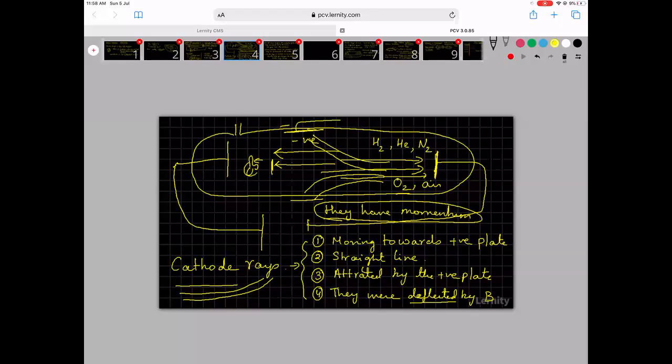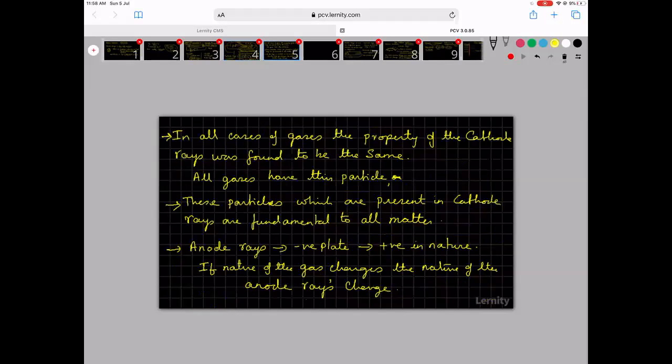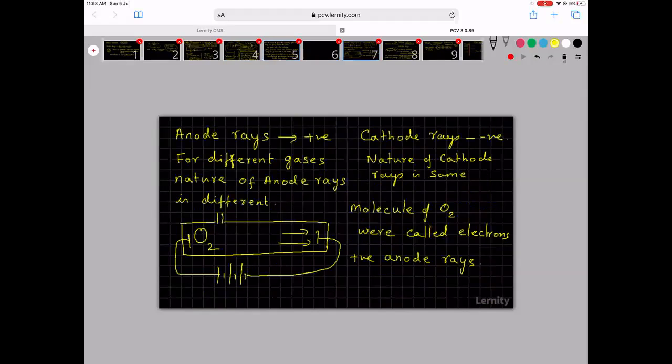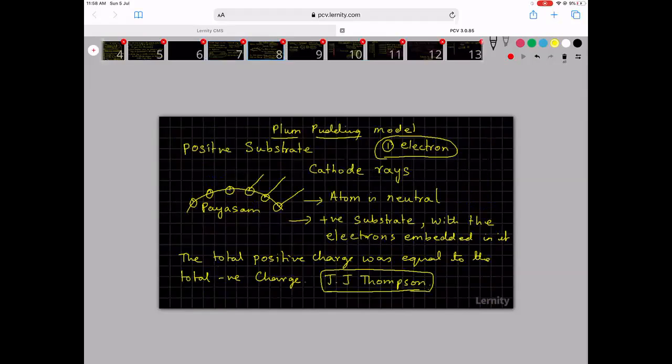Then I was trying to tell you that irrespective of the nature of the gas, the properties of the cathode rays were similar, but the anode rays were different. So from here, what Thomson concluded is that there is something positive, and then there are these negatives, and an atom consists of that, and that is what we call the plum pudding model.